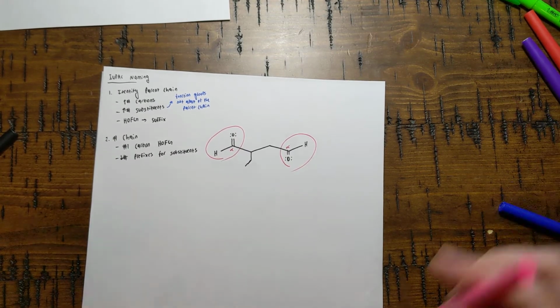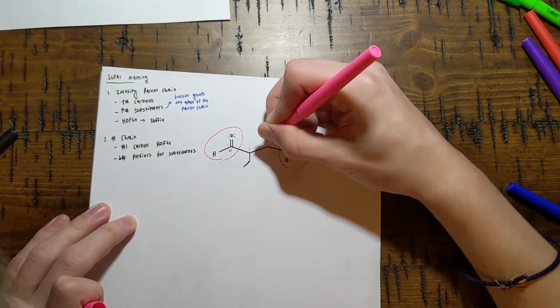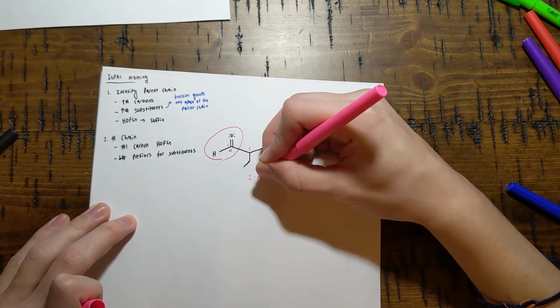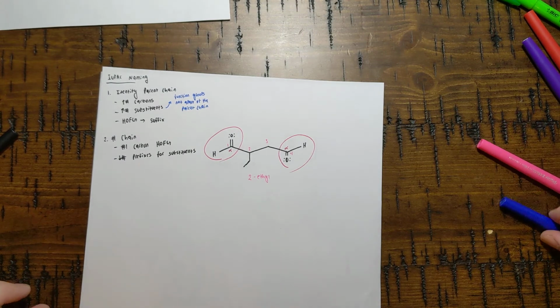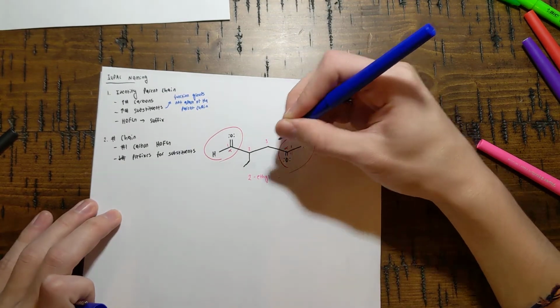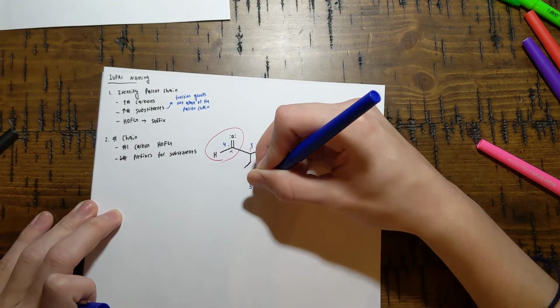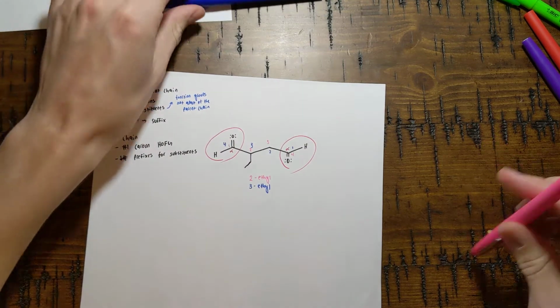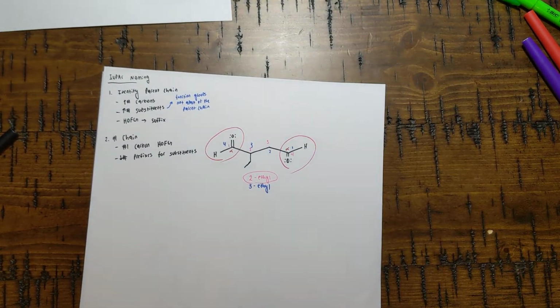So say I start numbering from this side. This is the first carbon, second carbon, third carbon, fourth carbon. And I get 2 for my ethyl group, 2-ethyl. If I start numbering from the other side, I get 1, 2, 3, 4, and I get 3 for my ethyl group. So, obviously, we're going to number it with the pink because we have the lowest number for our substituent group.